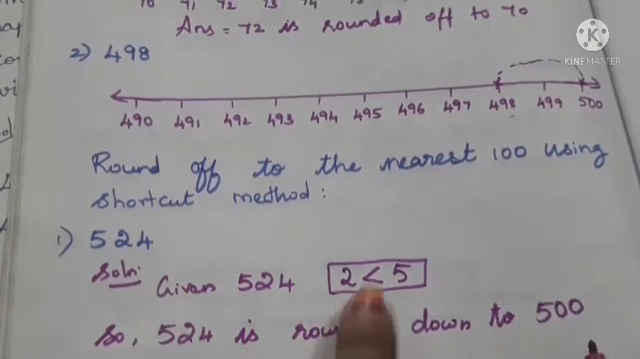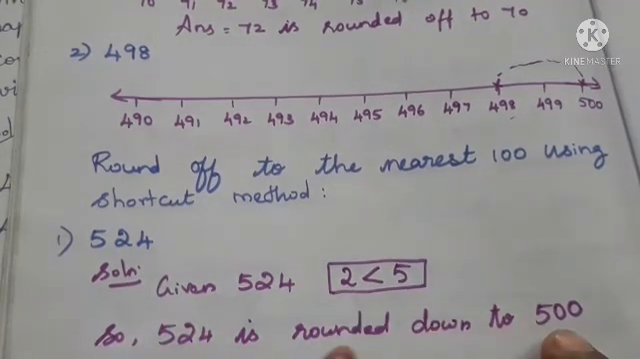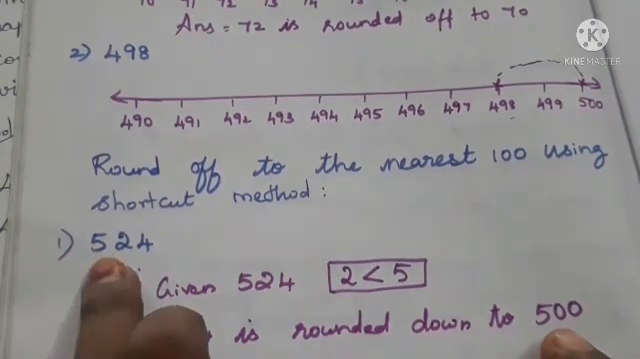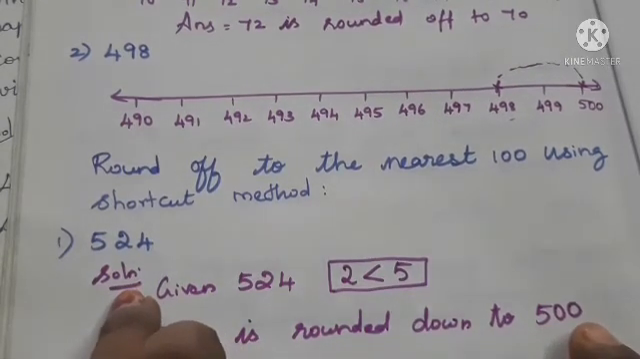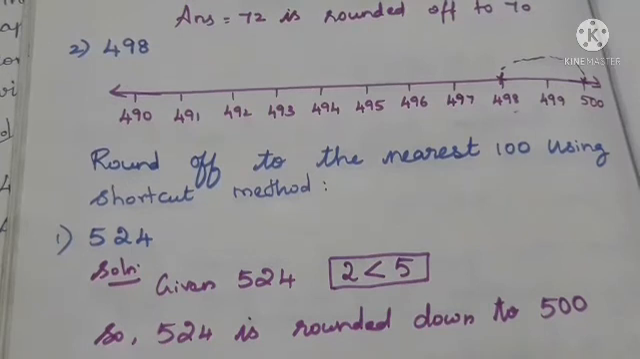Okay, here it is less than 5, so we write the hundreds place as it is. That is 5, so we write the 5, and for the remaining tens and ones we write zeros. Okay, look at the next one.